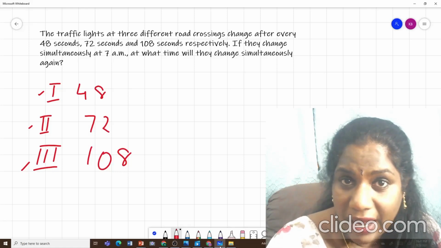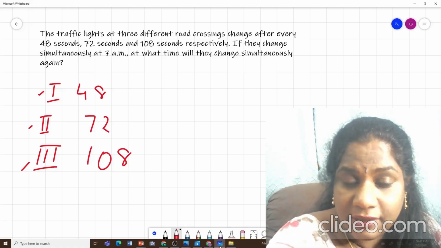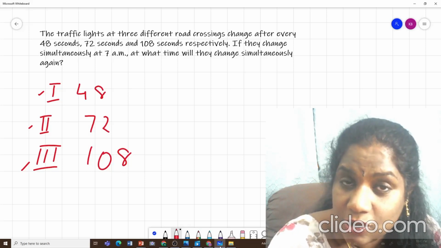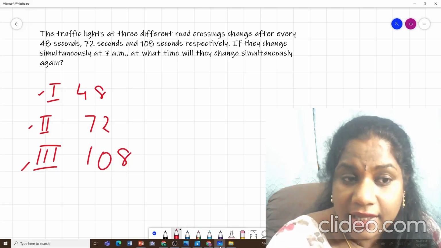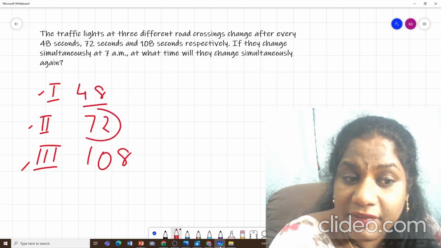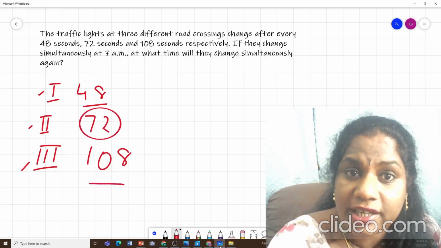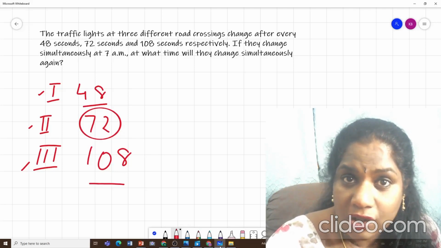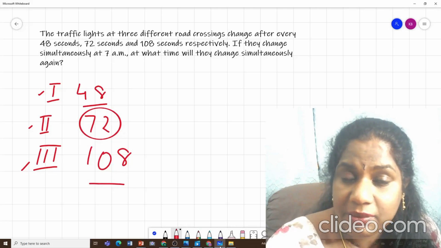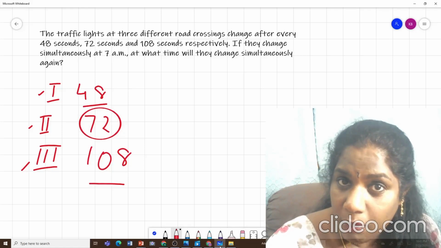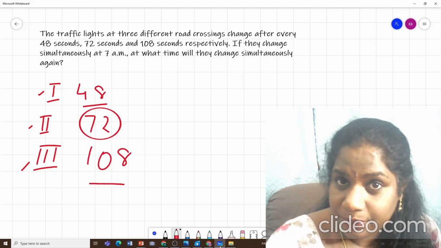No, because by the time the first one is changing, the second one will take 72 more to change, isn't it? This will take only 48. So this will take another 72 to change, and this will take 108 seconds to change. All 3 of them in seconds. So they are not going to change at the same time after 48 seconds. So what do you understand? It should be more than 48 seconds, right?